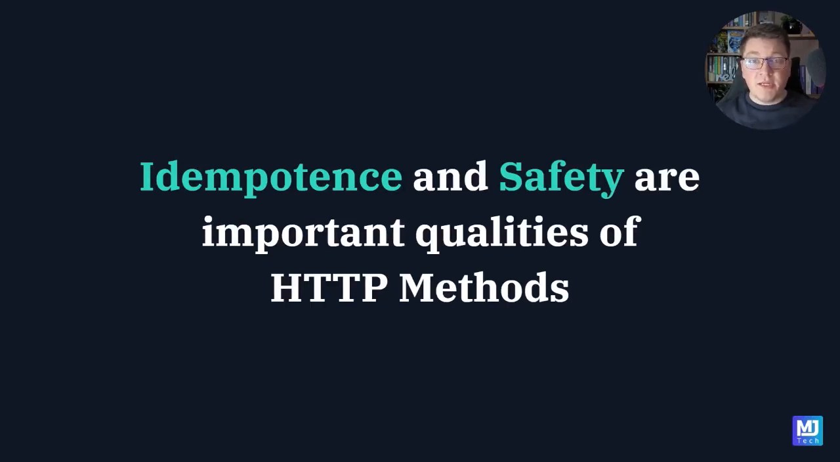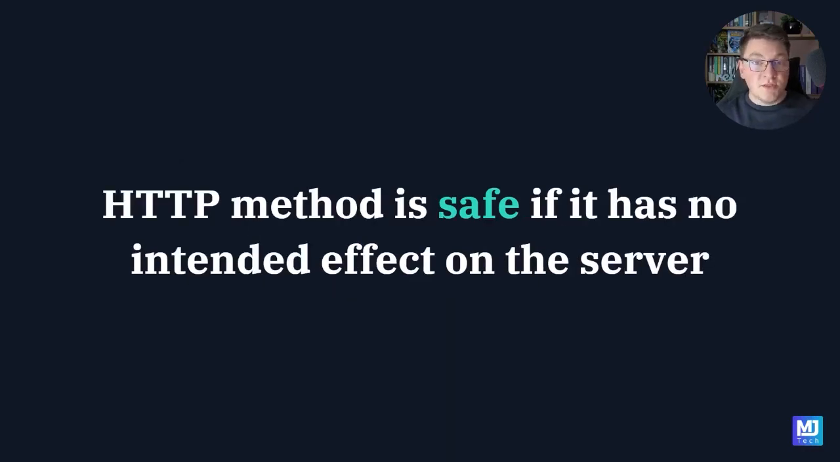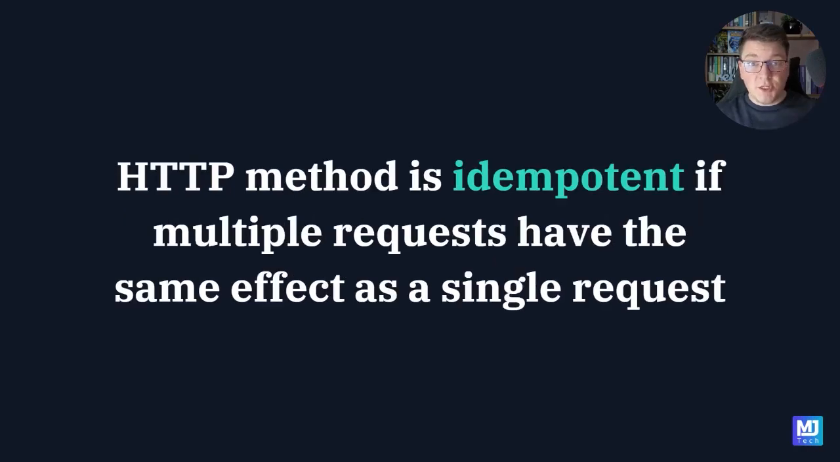So far, we were discussing the semantics of HTTP methods and when each one of them is appropriate to be used. But HTTP methods also have other important qualities such as idempotence and safety. So let's try to define these in simple terms. An HTTP method is safe if it has no intended side effects on the server. An HTTP method is idempotent if sending multiple identical requests to a given resource have the same effect as sending a single request. So now let's do a comparison of these standard HTTP methods in terms of being safe, idempotent, and I'm also going to introduce another quality called cacheable.